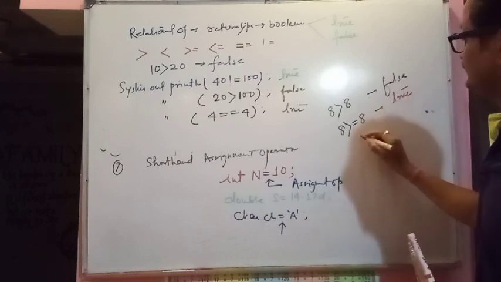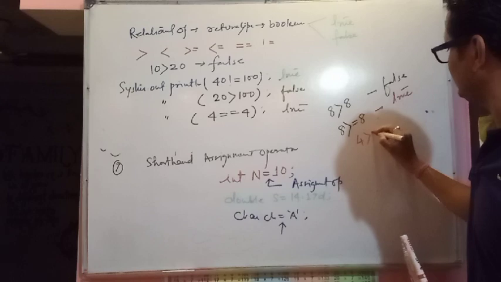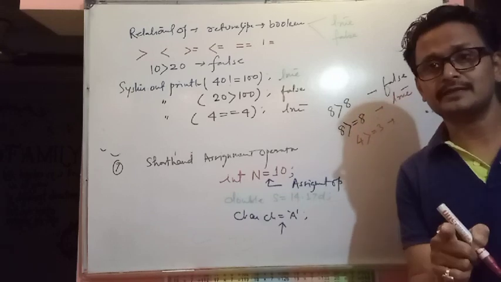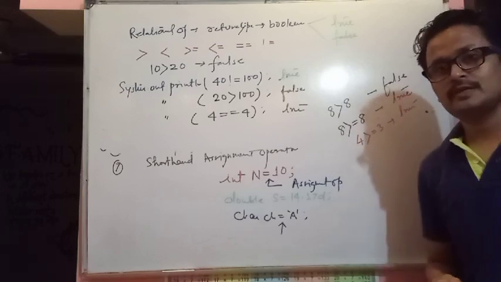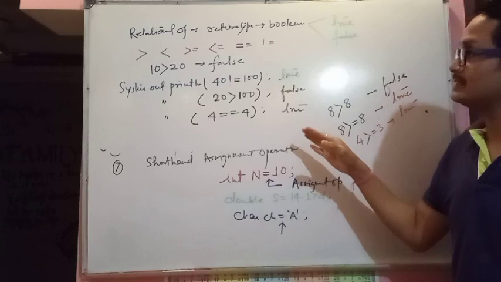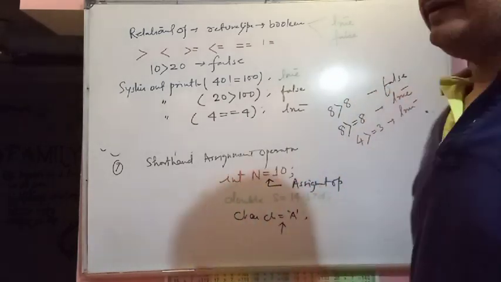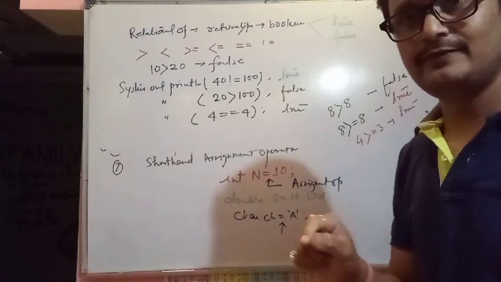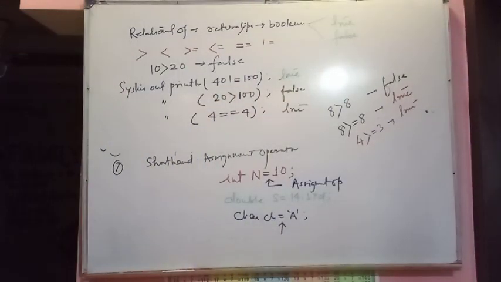If you write 4 greater than equal to 3, yes, this is not equal to, but it's greater than. So your answer will be true. These are the examples of relational operator. If you want to write the definition, kindly refer to the book.